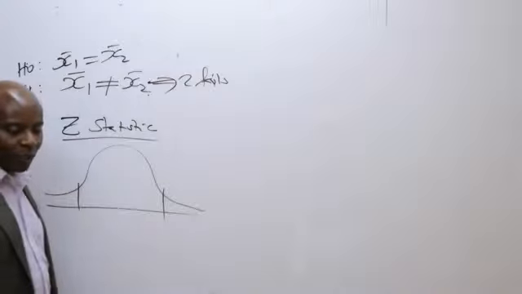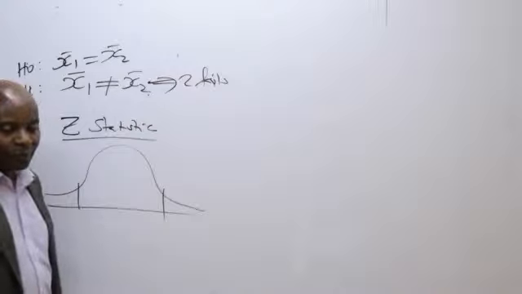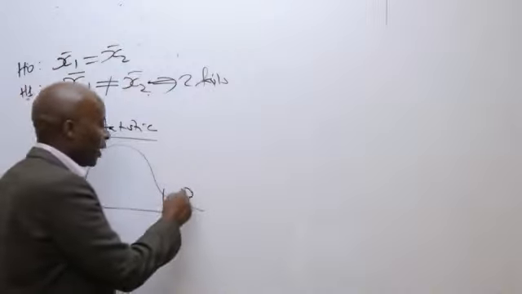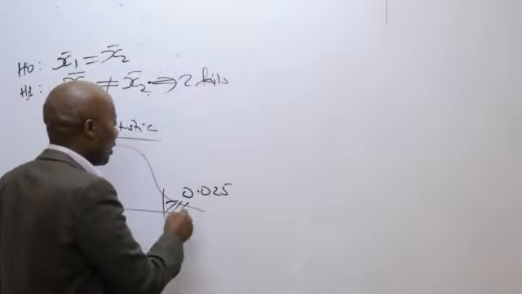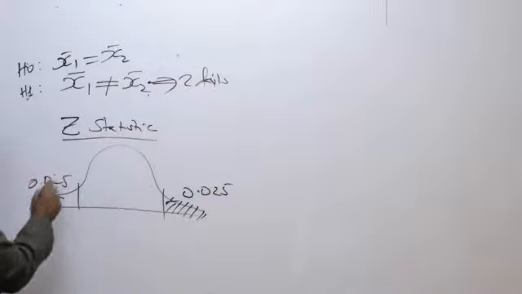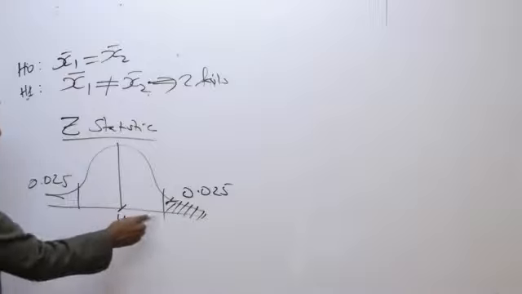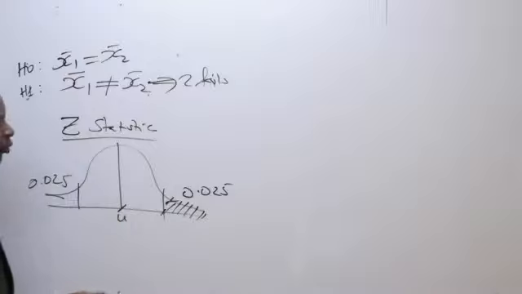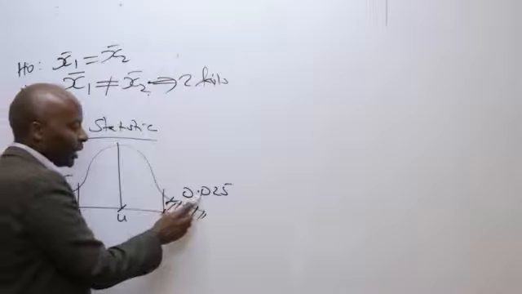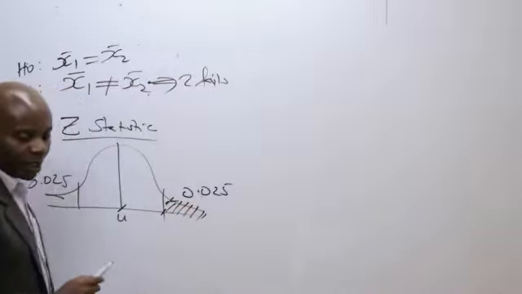0.05, the level of significance, divided by 2, that will give me what figure? 0.025. And of course this other area will be 0.025. So then I'm interested in this area from the middle to here. So I'll have to take 0.5 minus this. What figure shall we get?